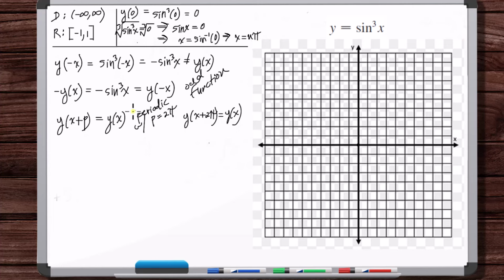All right. Now, what we're going to do, though, is we're only going to draw the curve for one period. We're going to go from minus pi to pi. And so in that case, the x-intercepts are x equal to 0, x equal to minus pi, x equal to pi.